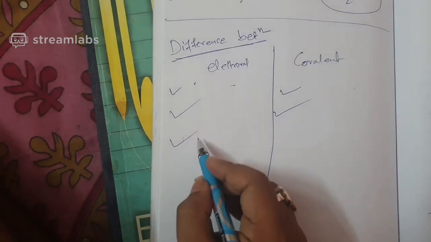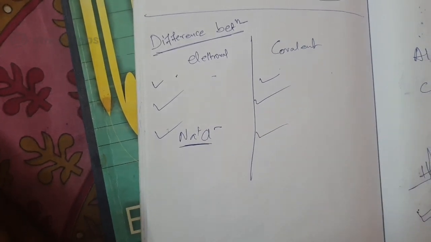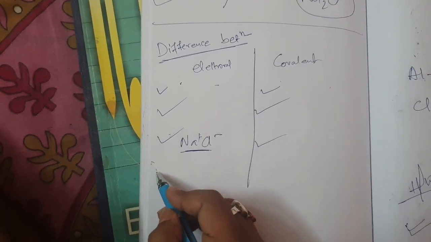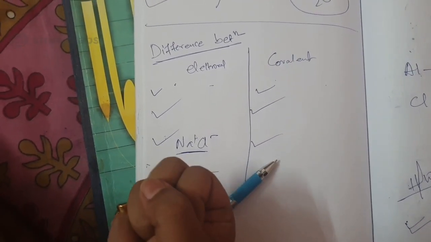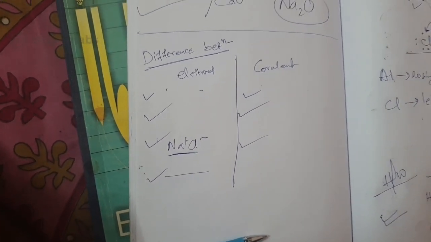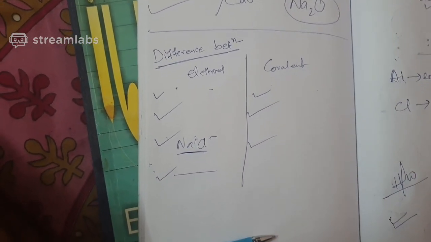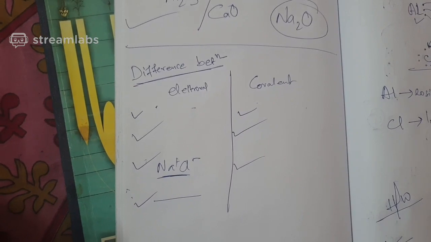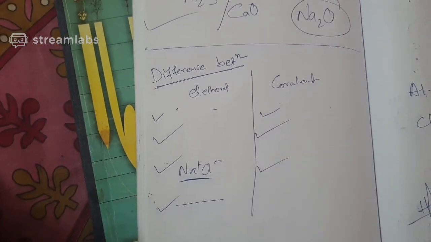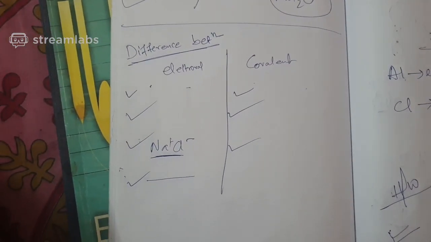Electrovalent compounds have charged particles, so they can conduct electricity. Covalent compounds cannot conduct electricity. Electrovalent compounds are generally solid, because there is a strong force of attraction between positive and negative charges. Covalent compounds are generally not solids but liquids and gases, because there is not a very strong force of attraction. So these are the four basic differences, the properties and basic differences.